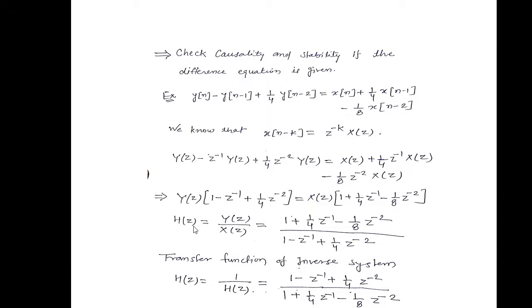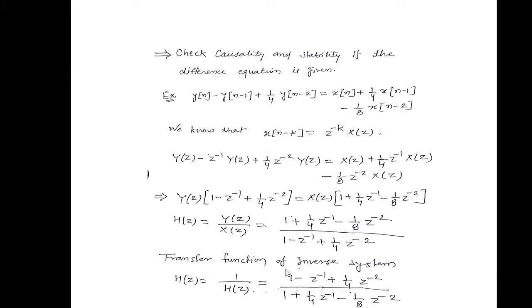So what is H of z? The impulse response is equal to Y of z upon X of z. Okay, so H of z equals 1 plus 1 by 4 z inverse minus 1 by 8 z to the power minus 2 upon 1 minus z inverse plus 1 by 4 z to the power minus 2.